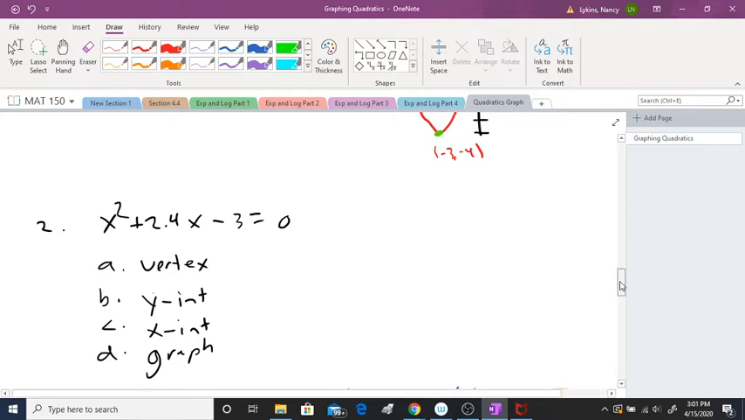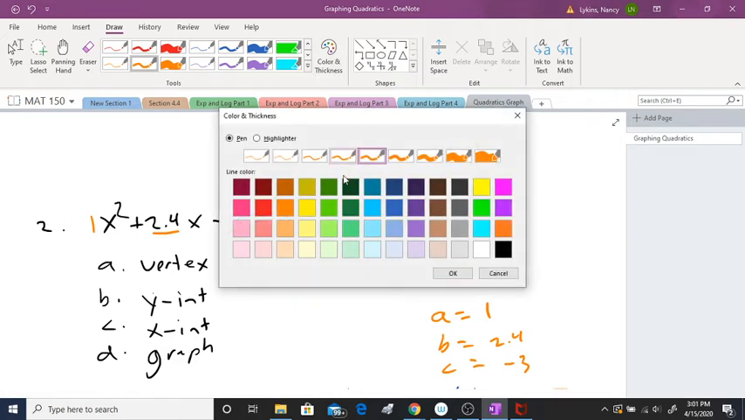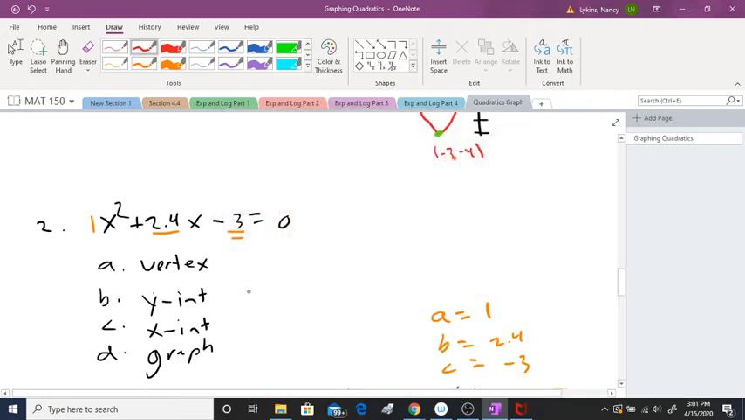Okay, so let's see this right here. I've got y equals x squared plus 2.4x minus 3. Right off the bat, I want to define what my a, b, and c are. My a is 1, because there's an understood 1 in front of the x squared. My b is 2.4, and my c is -3. As far as what I can do right now, that -3 is my y-intercept, so I can go ahead and put it right here.